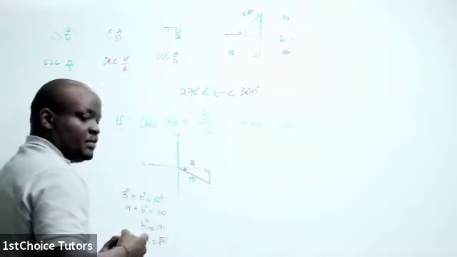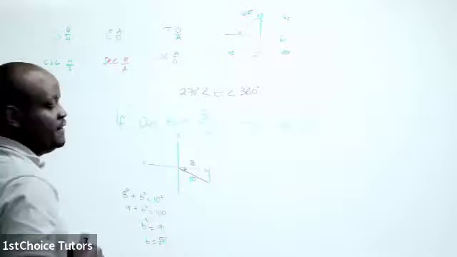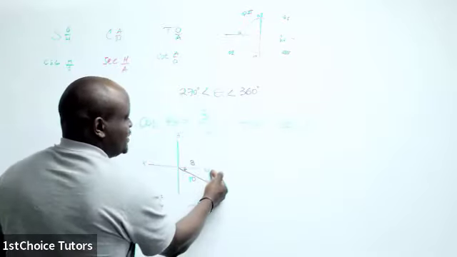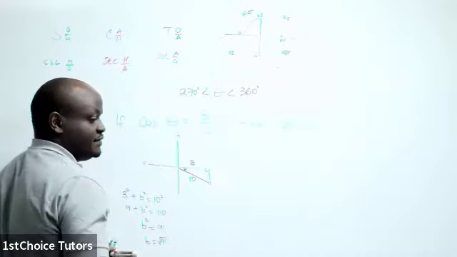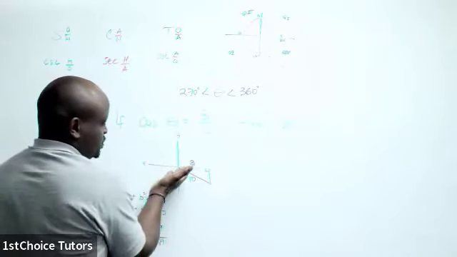Now, this is what I want to really, really emphasize here. We're in the fourth quadrant. What do we know about the signs of the y values in the fourth quadrant? Are they positive or are they negative? The y values in the fourth quadrant. Negative.